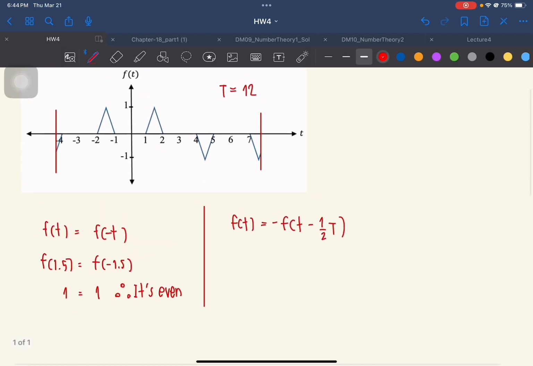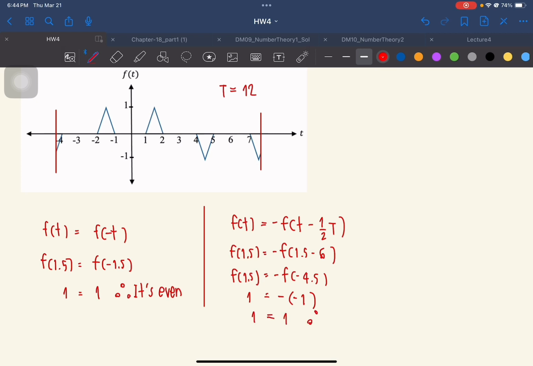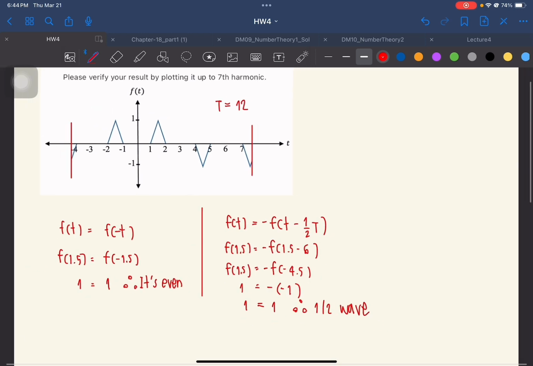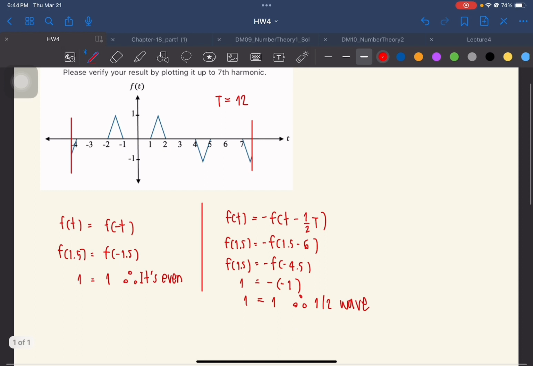Okay, we will use the same position, that is 1.5 again. Half of 12 is 6. For 1.5 it is equal to 1, and for minus 1.5 it is minus 1. Minus and minus is plus, so 1 plus 1 is 2, so it's half wave too. Okay, we know it's even and half wave, right?